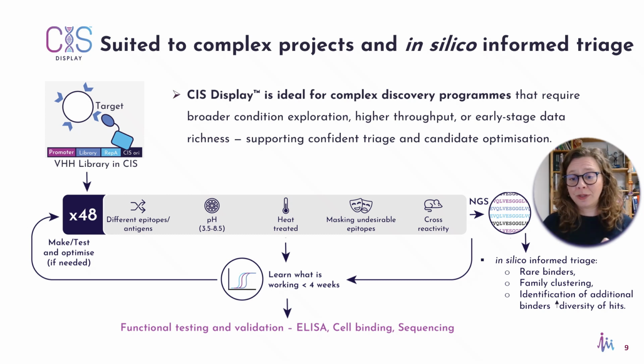So not only can you do the empirical testing to see where the desired hits come from, you can also do in silico informed triage using these negative selection streams for each of your positive conditions. And what this allows is to identify additional binders to the ones you will be identifying empirically. So it will increase the diversity of the hits that you get out of these selections.